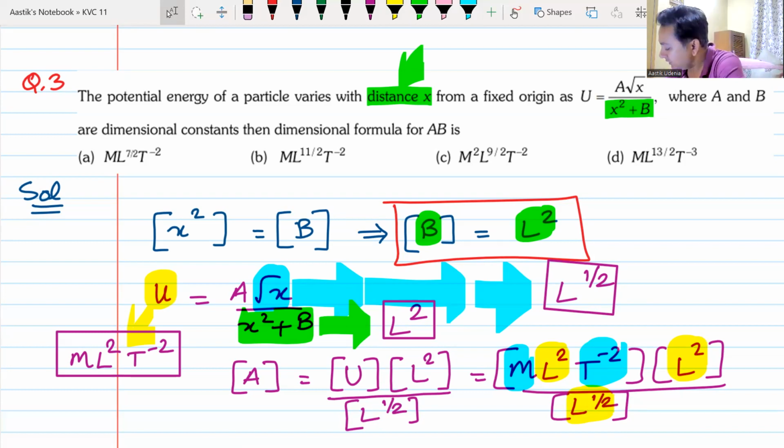Oh, I have made a mistake here. It is, yes, B I know, and M you can get. Do we understand this? Yes or no? Have I done anything wrong here? Have I done anything wrong? No, I think I have done everything correctly. Yes or no?